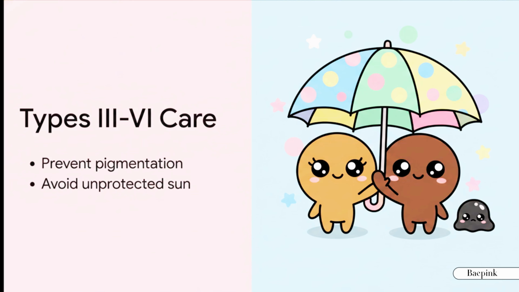On the other hand, if you're a type 3, 4, 5, or 6, your strategy shifts entirely over to protecting against pigmentation. Because your melanosomes are larger and so resistant to breaking down, you've got to strictly avoid unprotected sun exposure, especially after any sort of skin inflammation or an acne breakout. That inflammation immediately triggers excess melanin production. And hey, when discoloration does happen, just treat it consistently, knowing that biologically it's simply going to be slower to fade. That's just how the cells work.